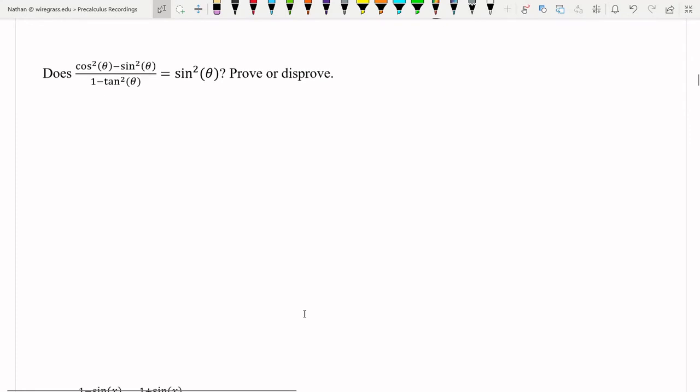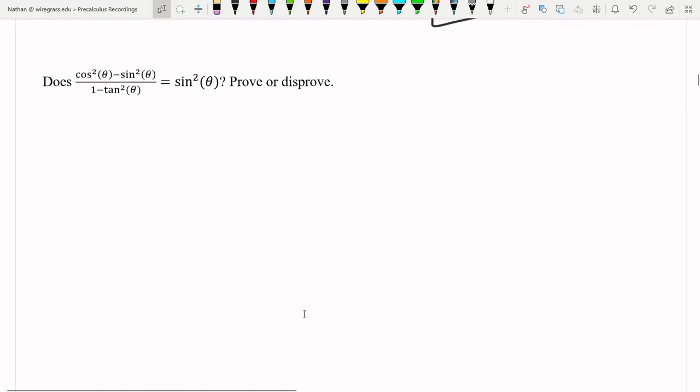And this is a classic trig proof. So we have a statement that says, is this side equal to this other side? And we're going to prove or disprove. And you prove it by showing that one side equals the other side in some fashion. You disprove it by showing, for instance, if I took the left-hand side of this thing and I simplified it down and I got sine theta, then I'm saying sine theta equals sine squared theta. This is not true. This is a disproof.